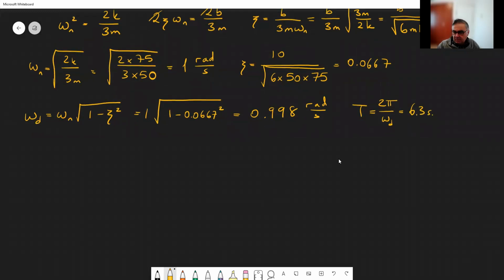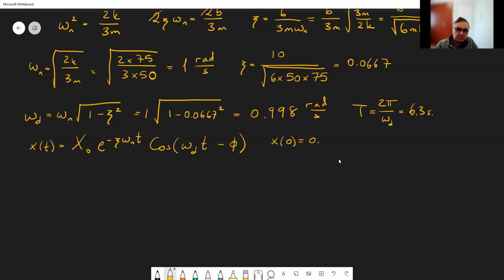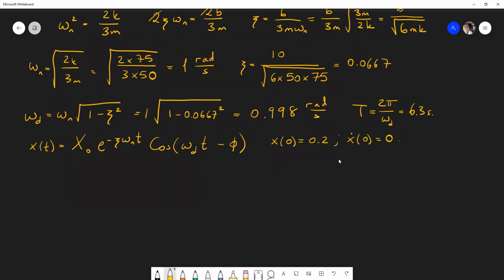All right. Now, if you have free vibrations, the general solution, as you might remember, is x0 amplitude e to the minus zeta omega n t cosine omega d t minus the phase angle. We also have the initial conditions. X of 0 is 0.2. X dot of 0 is 0. Okay, it's given. Any questions?